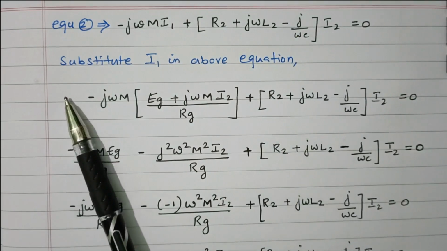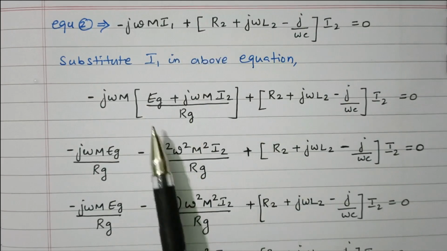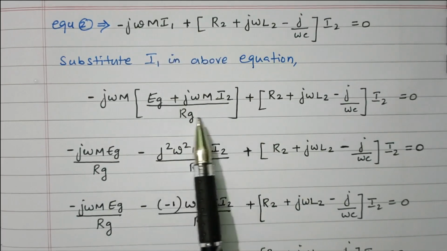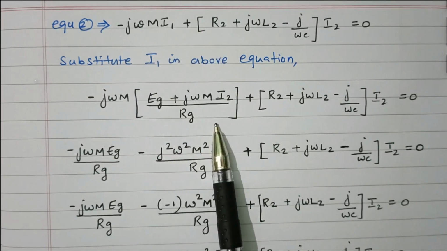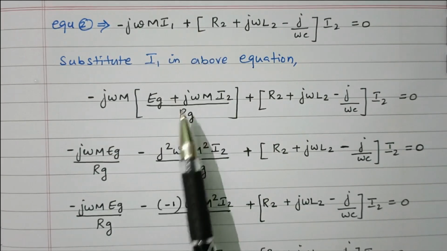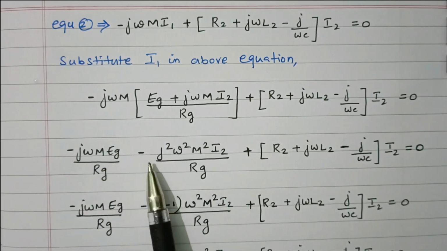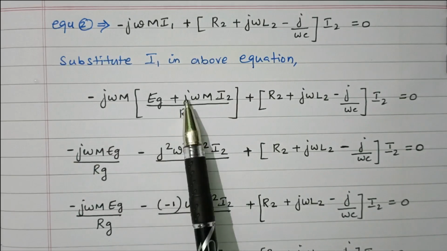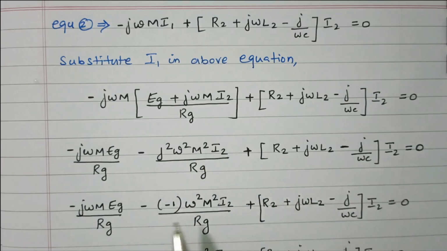From equation 1 we got the expression for I1 that we are going to substitute in the second equation. So I1 is replaced by this expression inside equation 2. Now we can multiply inside: minus j omega M Eg by Rg, minus j omega M times j square omega square M square I2 divided by Rg, and this term has I2. Now j square is minus 1.